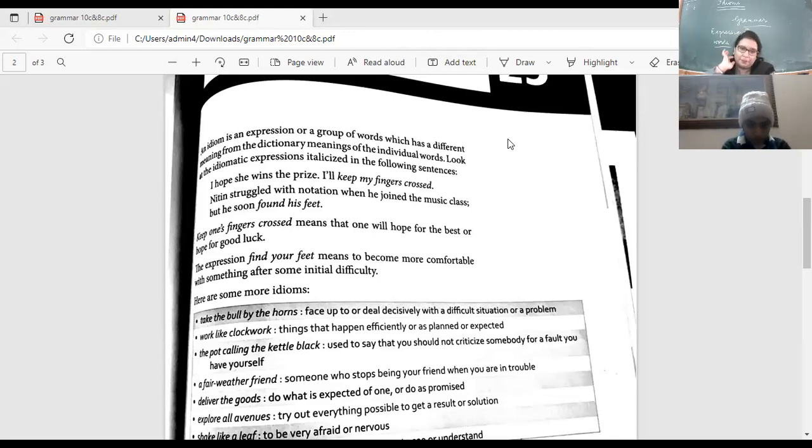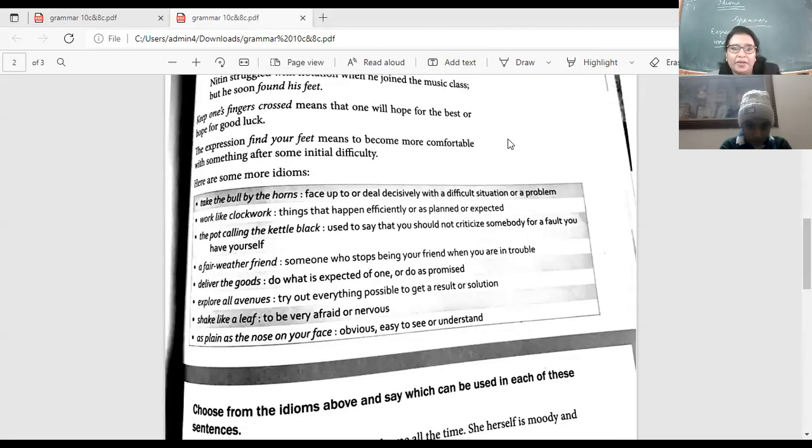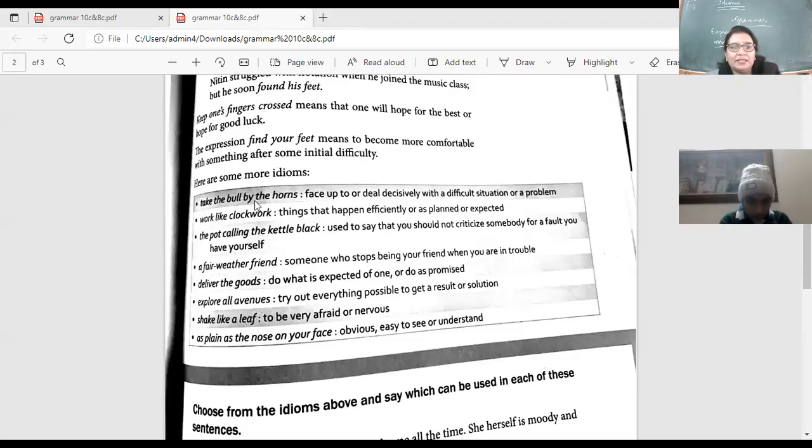Now let us go through a few examples here. The sentences are not given, we are going to make these sentences. Let's see here. Take the bull by the horns. What do you think it literally means? What do you imagine when you read this?